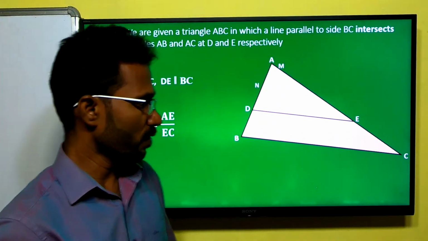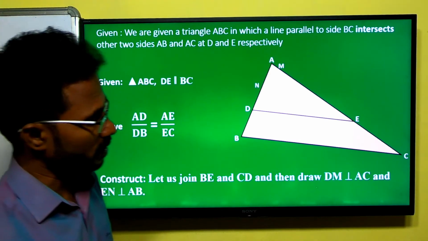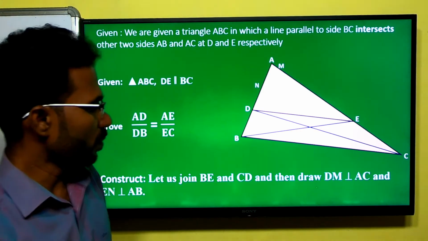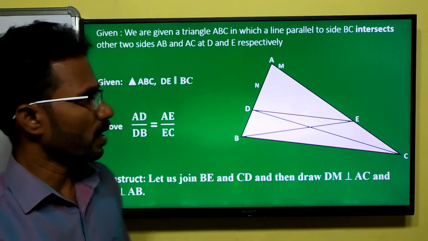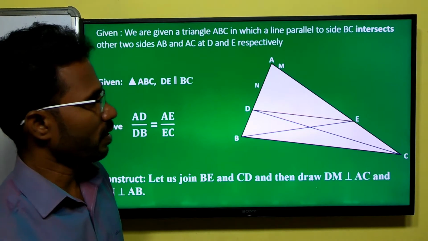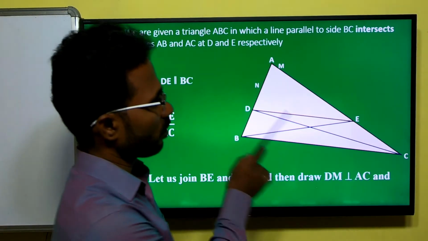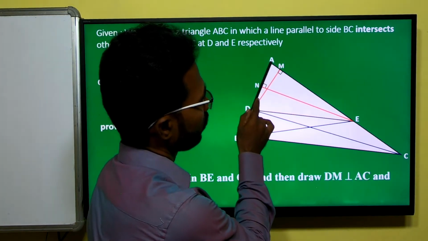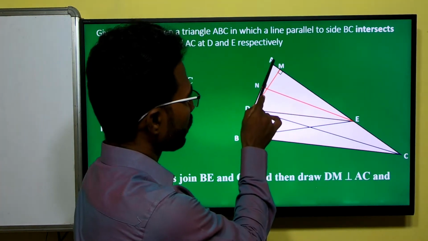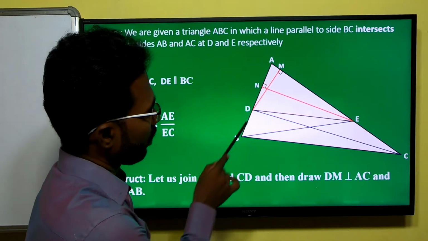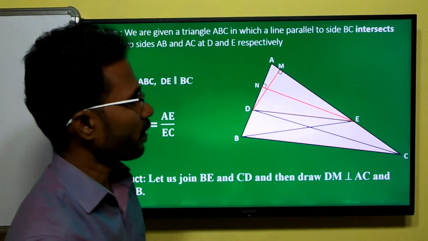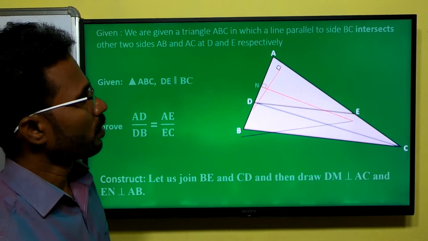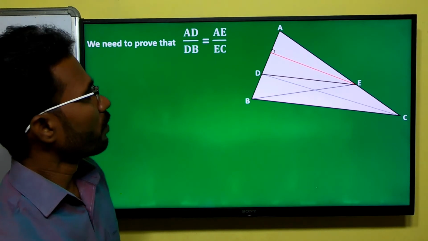To prove this, we need to construct. We are going to join BE and CD, and we are going to draw a perpendicular line to AC, and a perpendicular line to AB. So now we need to prove this.